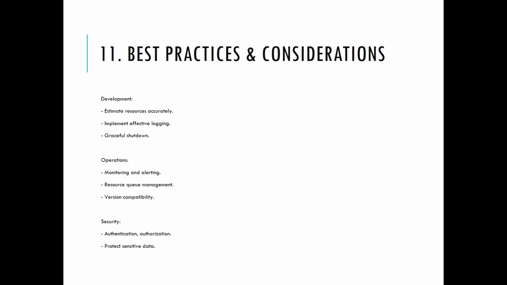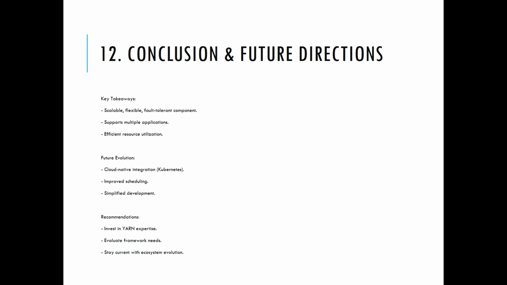within your application code. In conclusion, the YARN ApplicationMaster is a scalable, flexible, and fault-tolerant component that is the key to multi-tenancy and efficient resource utilization in the modern Hadoop ecosystem. It supports a wide variety of applications beyond MapReduce. Looking forward, the evolution of YARN involves deeper cloud-native integration, potentially with Kubernetes, continued improvements in scheduling algorithms for better bin packing and fairness, and tools to simplify the development of custom application masters. Our recommendations are to invest in building YARN expertise within your team, carefully evaluate your framework needs to choose the right resource manager, and stay current with the rapid evolution of the big data ecosystem.